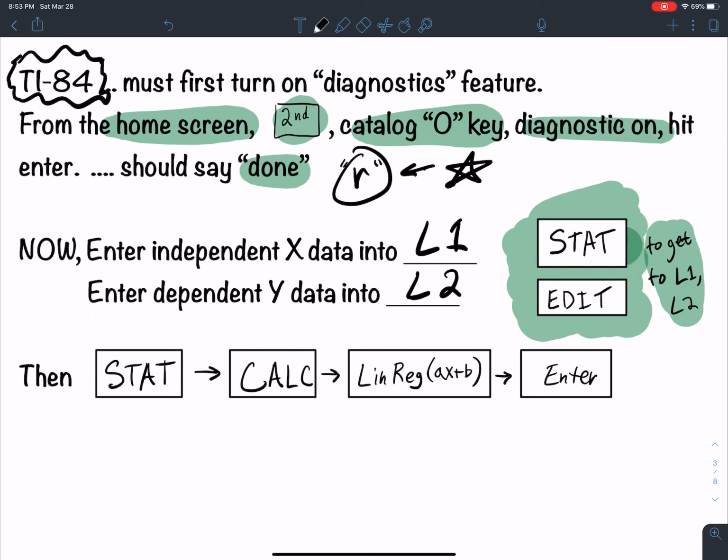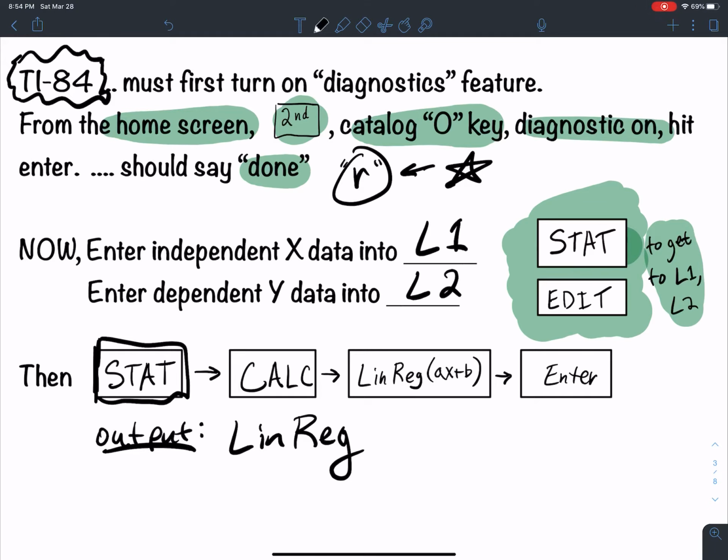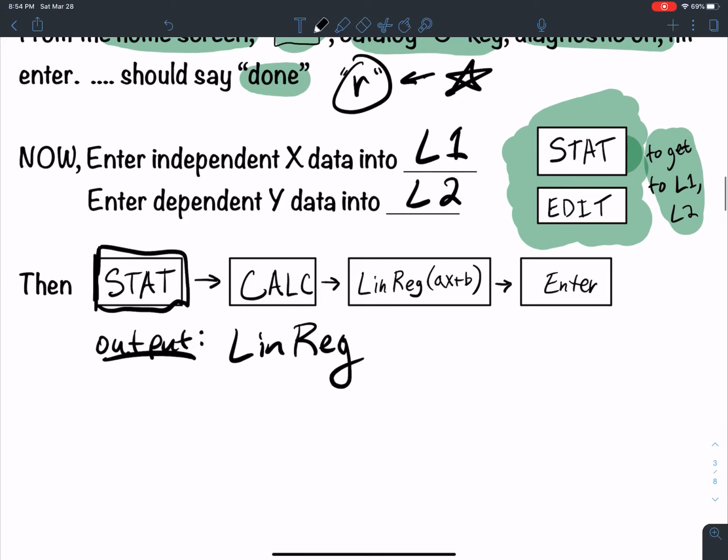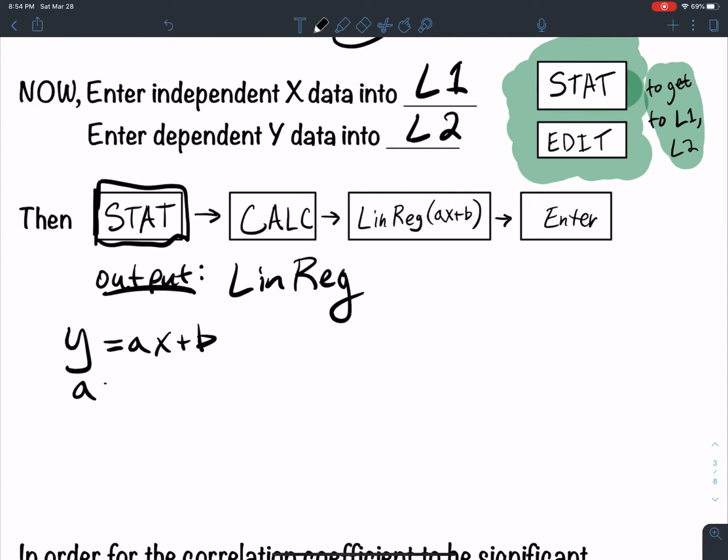Then once you got it inputted, you go to Stat, Calc, LinReg AX plus B, and hit Enter. And guess what's going to happen? It's going to have an output, and the output's going to tell you everything you need. You don't have to do any math for the remainder of this stuff because it's all done in your calculator. You're not doing it by hand. It's going to say Y equals AX plus B. It's going to have A equals, B equals, R squared equals, and R equals.